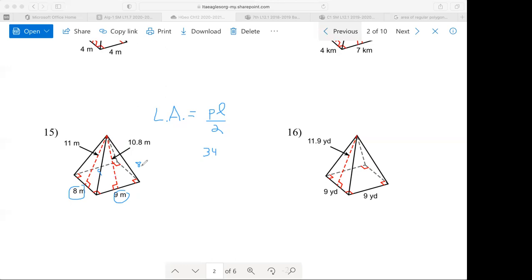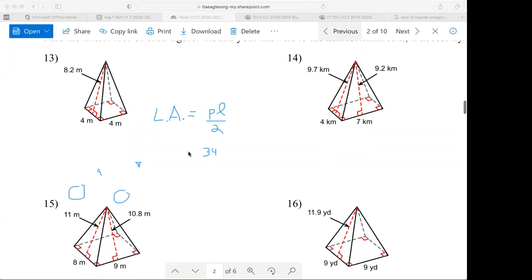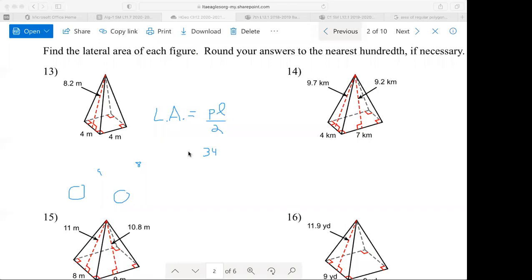Notice on the other ones, that is not the case. There are 2 oblique ones here. They weren't supposed to give me oblique ones. Shame. Because obviously you would get different answers there. So we will only do 13 and 16. Just do 13 and 16.